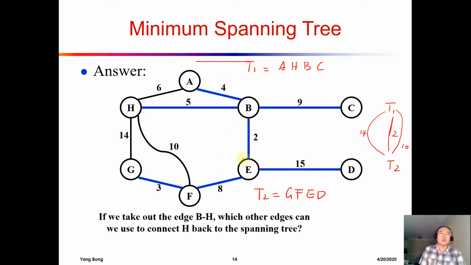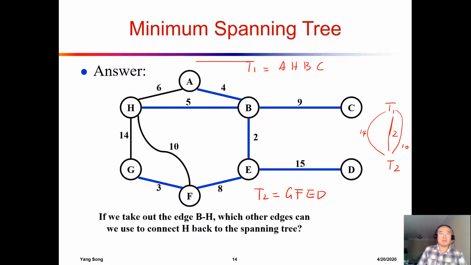and the lowest cost will be from B to E. Okay, so if we want to divide the MST into several smaller trees, what we have to do is find all the possible connections between T1 and T2, and then we just pick the smallest choice. And the second question is, inside T1 or inside T2, are those edges also optimal?